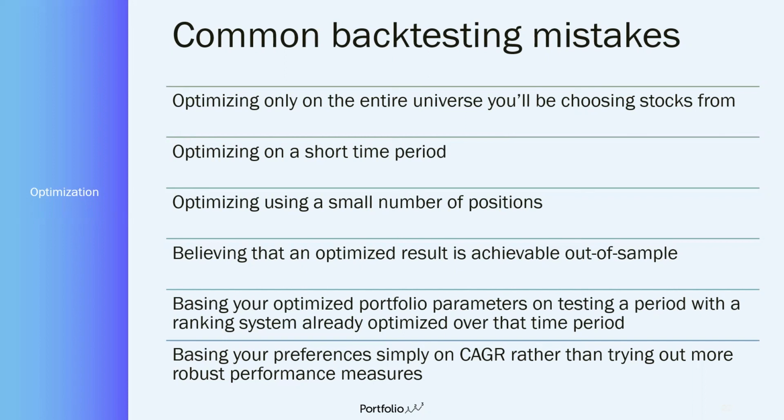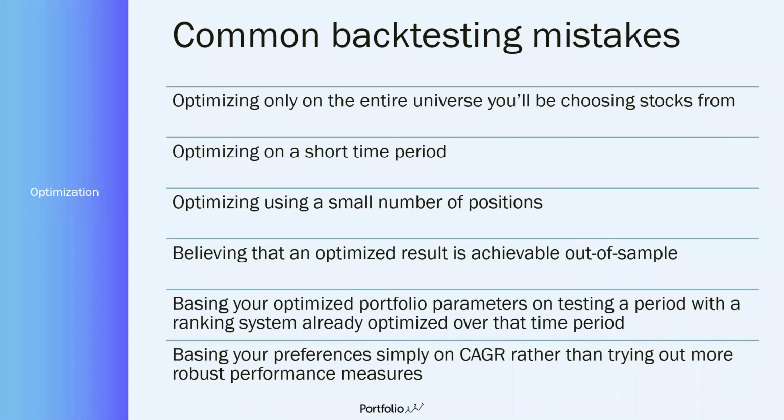Believing that an optimized result is achievable out of sample. After you optimize, you often end up with totally unrealistic returns. You have to keep in mind that these are unrealistic returns. You're never going to get as good returns out of sample as you do when you optimize. If you've been optimizing strategies for the last few years, then you can look at how those old strategies did in the out of sample period, and that'll give you a more realistic assessment of what your potential is.